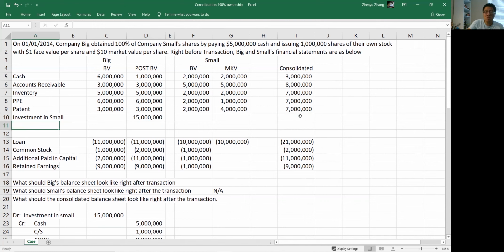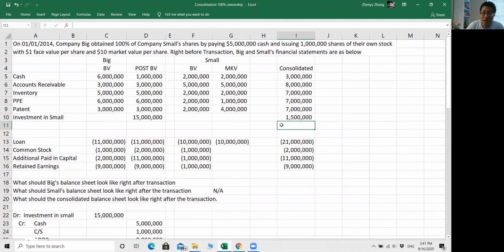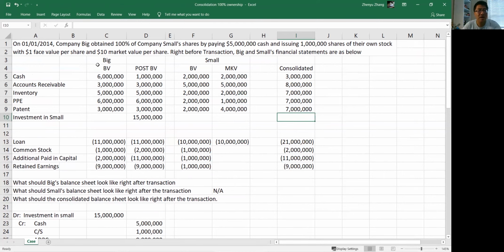Big and Small, do we still report the 15 million investment? We are reporting Big and Small put together now. There's no investment. How can you invest in yourself? Big and Small are together right now, so there's no investment in Small. It's a group, and within the group there's nothing to report. So the 15 million is gone, but we do know that, from Big's perspective, the things not reported on Small's financial statements are worth at least enough for them to pay 11 million. We call this goodwill, because we don't know.